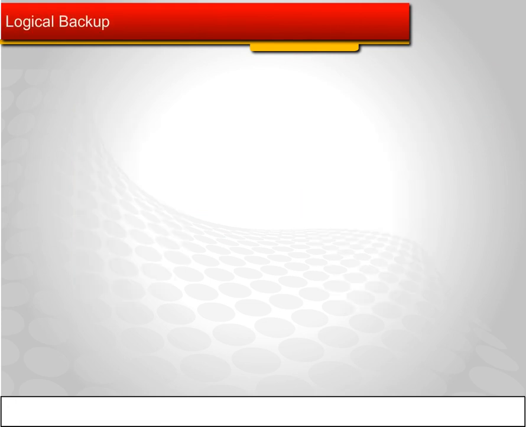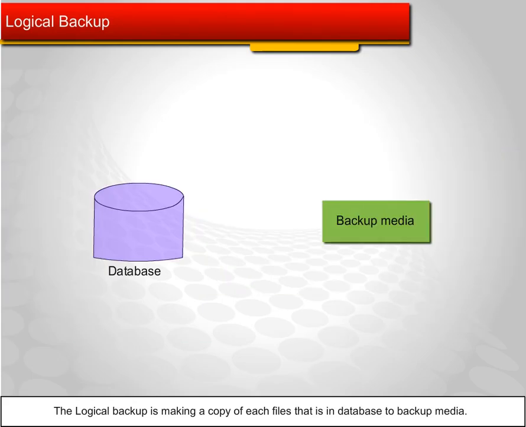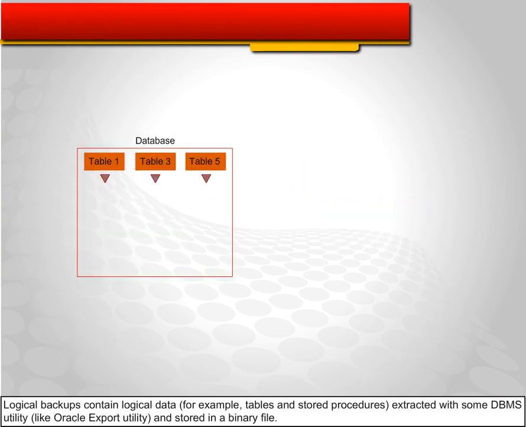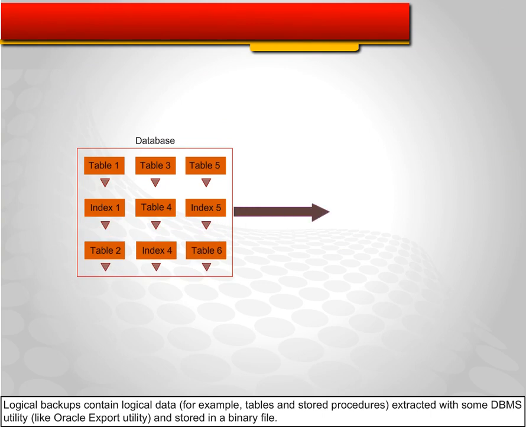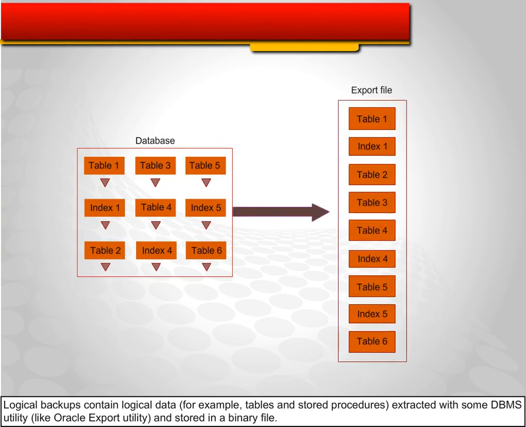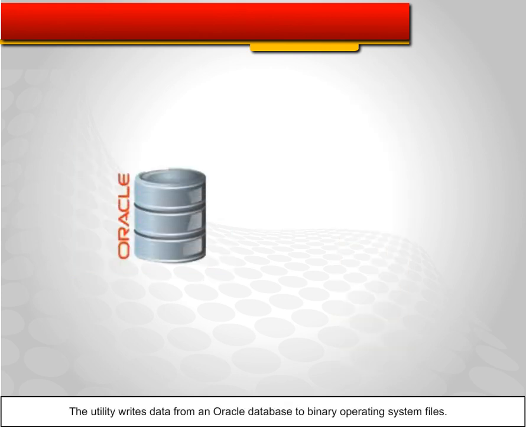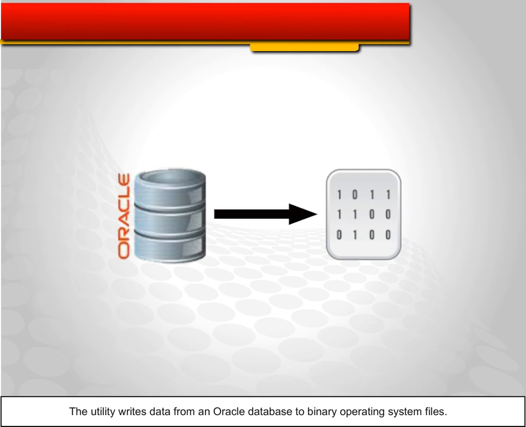Logical backup. The logical backup is making a copy of each file that is in the database to backup media. Logical backups contain logical data, for example, tables and stored procedures extracted with some DBMS utility like Oracle Export utility and stored in a binary file. The utility writes data from an Oracle database to binary operating system files.